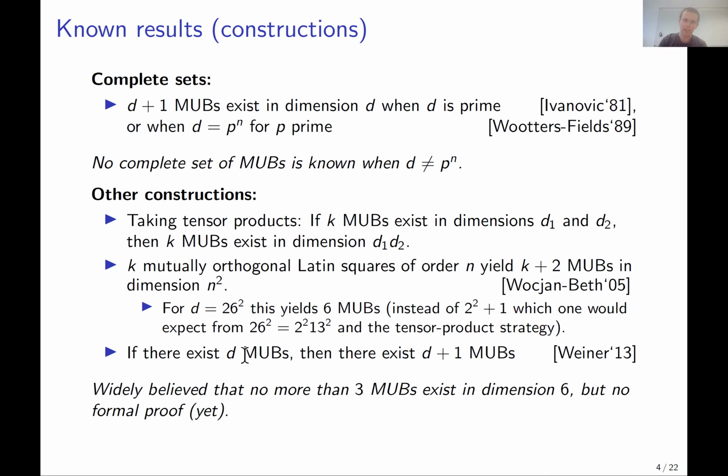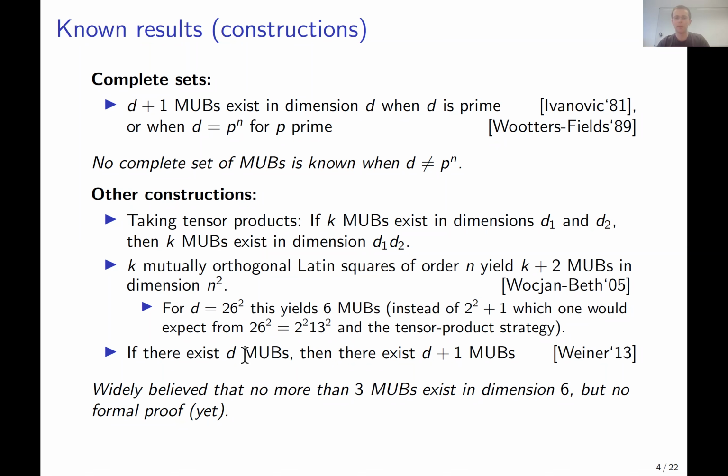Okay, so as I said, no complete sets of MUPs are known when d is not the power of a prime number. But in fact, for dimension 6, the first such dimension, it is widely believed that no more than 3 MUPs exist. That's far less than, let's say, 7. But there's no formal proof. So there have been a lot of works on trying to find mutually unbiased bases, like numerically.